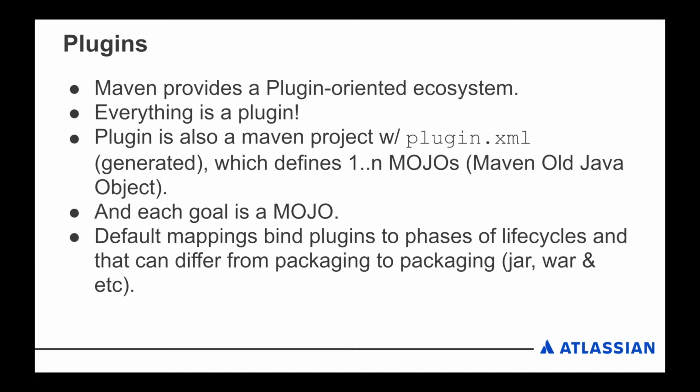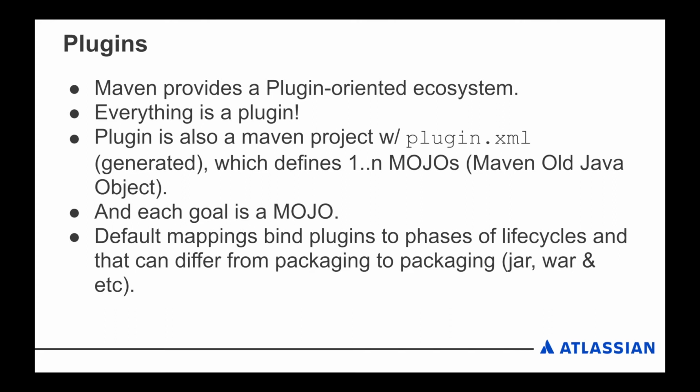Maven has a plugin-oriented ecosystem, and everything is a plugin in Maven. So Maven doesn't know about compiling code. There's a plugin for that called the Maven Compiler plugin. And for building the artifact as a jar or a war, there are plugins as well: the Maven jar plugin or Maven war plugin. Maven plugins are also Maven projects with a plugin.xml, which I'll get to later.